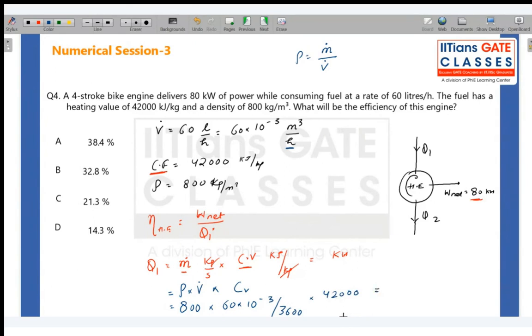How much is Q1? Can you calculate this? Yes, 560 kilowatt. So now I can calculate my efficiency: 80 upon 560. Numerator is in kilowatt, denominator is also in kilowatt, so you can cancel this. And it is 14.3%. Okay, clear? Yes, that is correct.